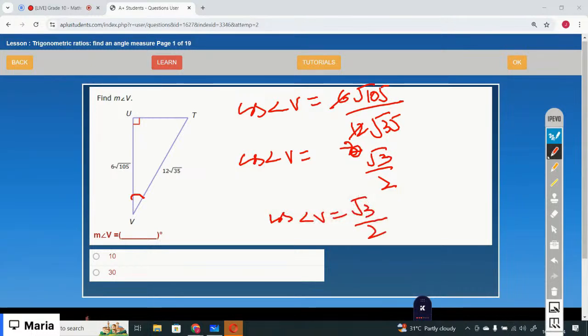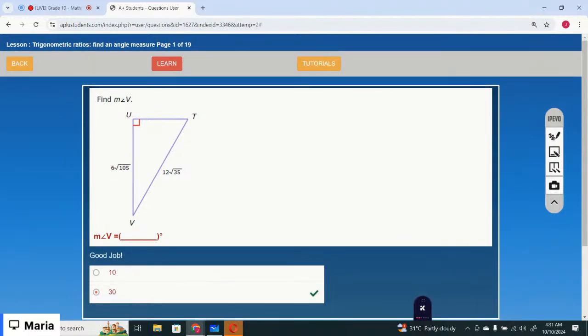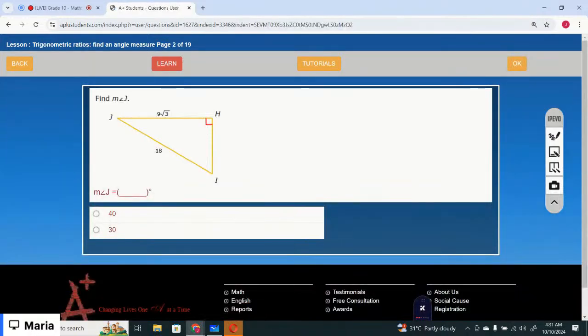No, that's cos 30 equals, sorry, 0.866, right? And 0.866 is equal to square root 3 by 2. Yes, that is 30 degrees. Option number 2 is the correct option. Very good. Okay, the next one is measurement of angle J.